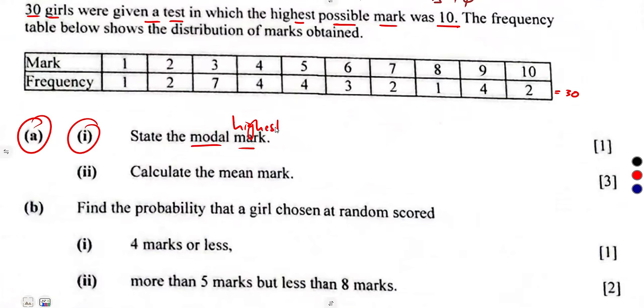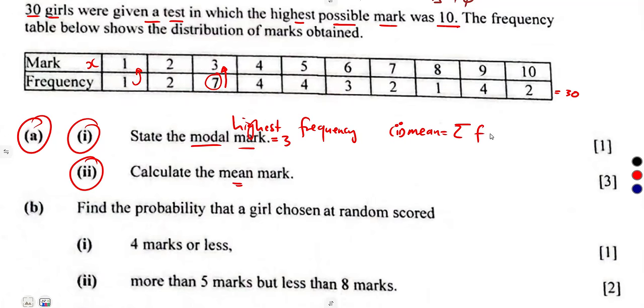A, state on item 1 the modal mark, the one with the highest frequency. Remember the modal mark is the one with the highest frequency. So the highest frequency on these numbers is 7. So it corresponds to 3. So the modal mark is 3. All right. Item 2, calculate the mean. The mean can be determined from the sum of frequency times the mark, where the mark is given as x, over the sum of the frequencies.